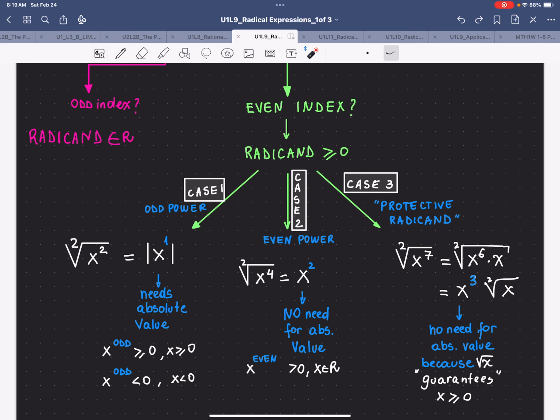Case number 3 is what I call the protective radicand. This happens when we have, let's say for example, a radical number with even index, and when we simplify it, we take out a factor that has a power of 3, which makes us think of case 1, where we need the absolute value. However, in this case, we're going to say absolute value won't be necessary because the fact that we have x to the power of 1 inside the even root in here guarantees in a way that x is positive or equal to 0, which protects x to the power of 3 from being negative.